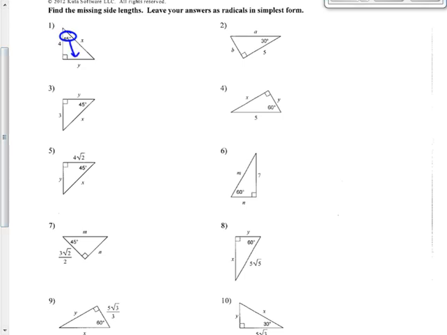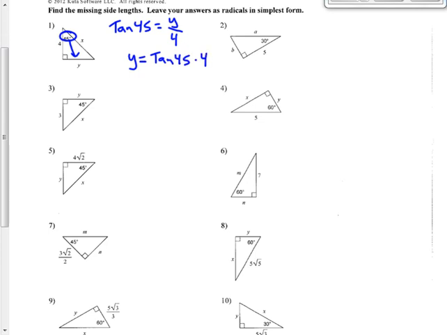So we've got the angle here in number 1. I'm looking for the opposite side first. And so I've got opposite and adjacent given to me. So I'm going to do tangent of 45 is equal to the opposite, which is y, over the adjacent, which is 4. So I get y is equal to the tangent of 45 times 4.